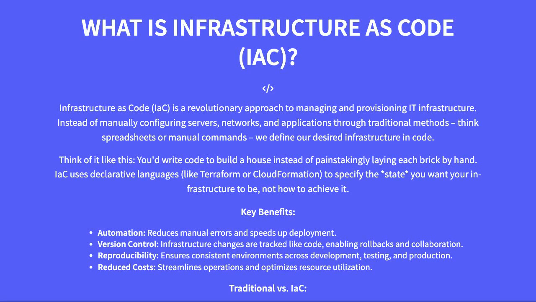Okay, let's talk about infrastructure as code, or IaC for short. Basically, it's a way of managing your IT stuff using computer code instead of clicking through complicated interfaces. It's like building a house with instructions from a blueprint rather than laying each brick yourself. This approach lets us automate things, track changes so we can roll back if needed, and ensure everything is consistent across our different environments: development, testing, and production.